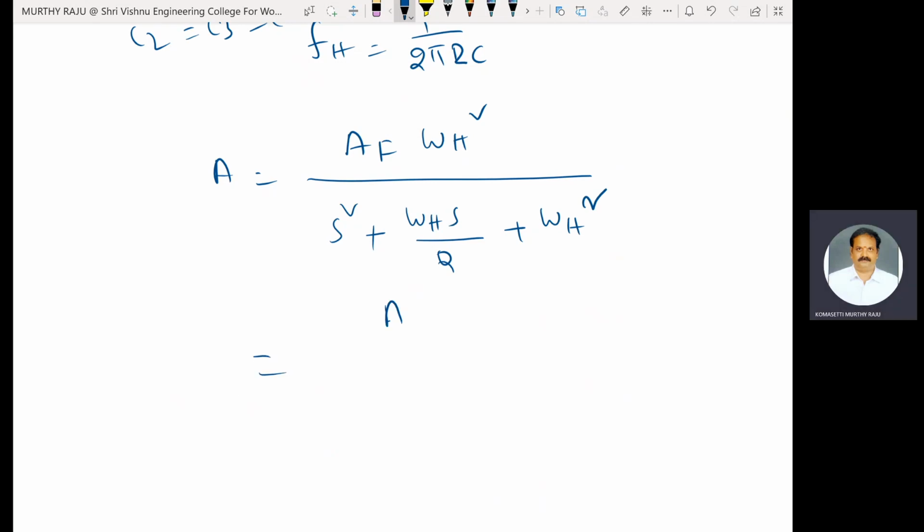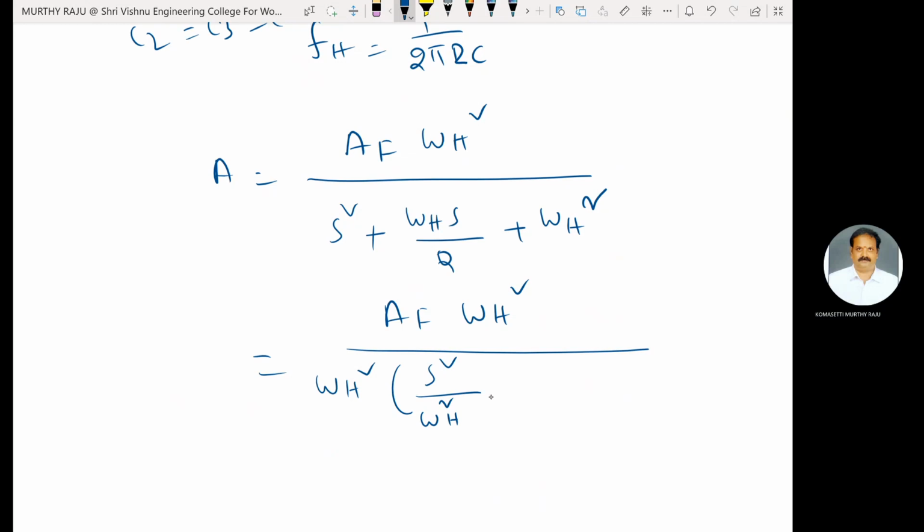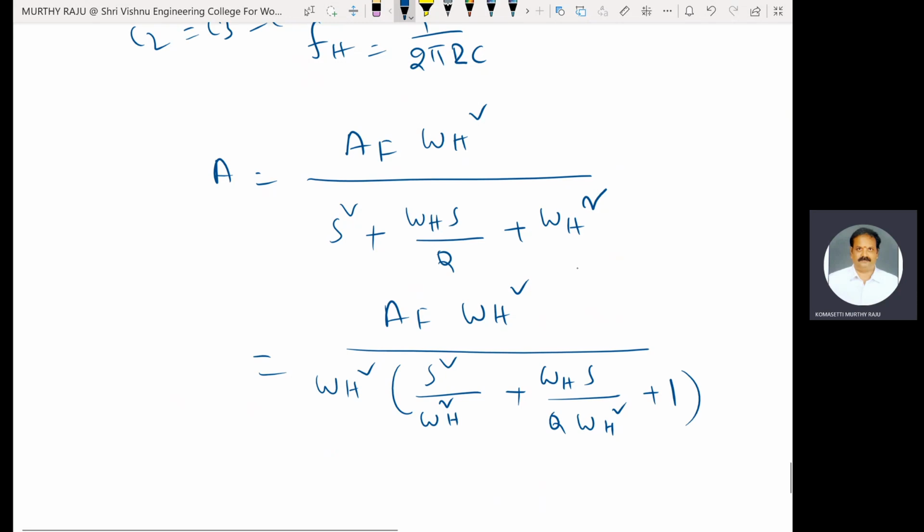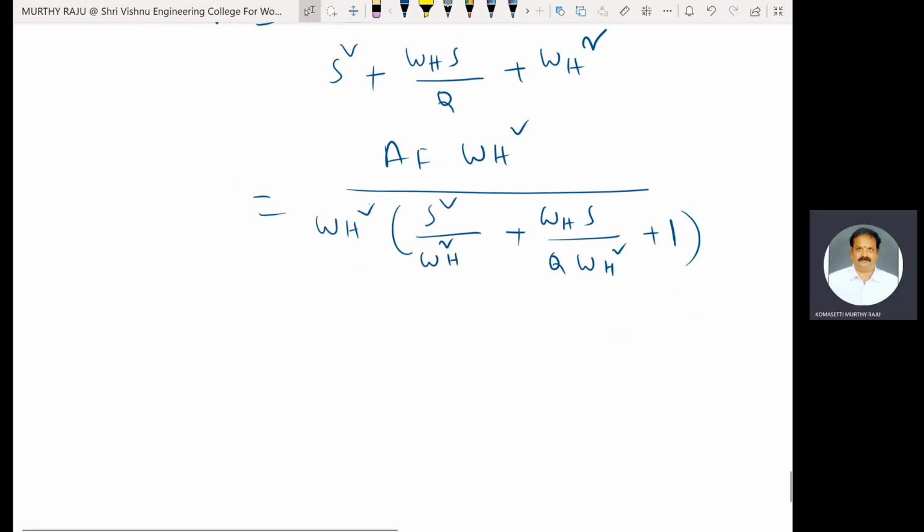Simplify this term: A_F by ω_H squared, where ω_H squared is the common term, gives s squared by ω_H squared. That is equal to ω_H s by Q ω_H squared plus 1. Here ω_H squared and ω_H squared cancel.